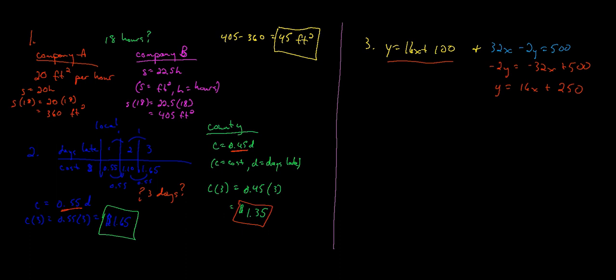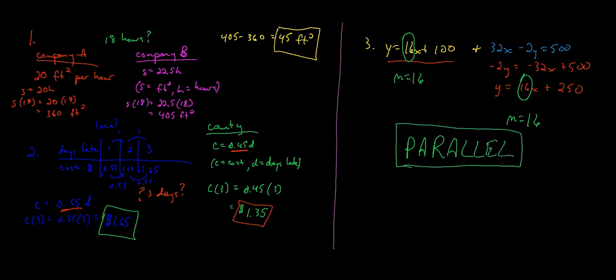Now, why will they never intersect? Well, they're different lines because the y-intercept is different. But if you look at their slopes, m equals 16. m equals 16. So if we have different y-intercepts and the same slope, we know that these lines are parallel lines. Same slope, different y-intercepts. That means they will never intersect because they are parallel.